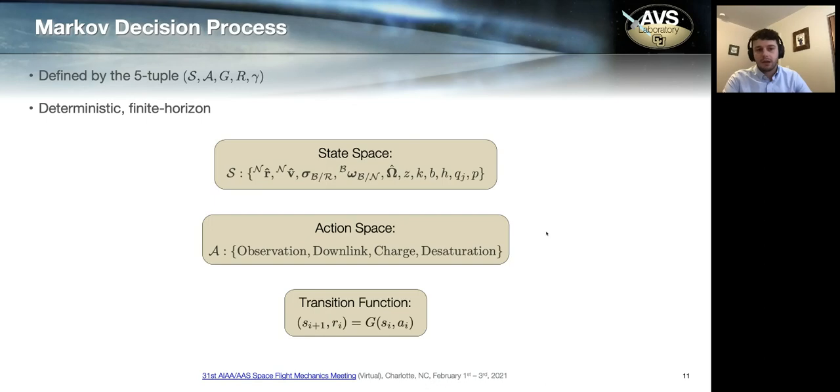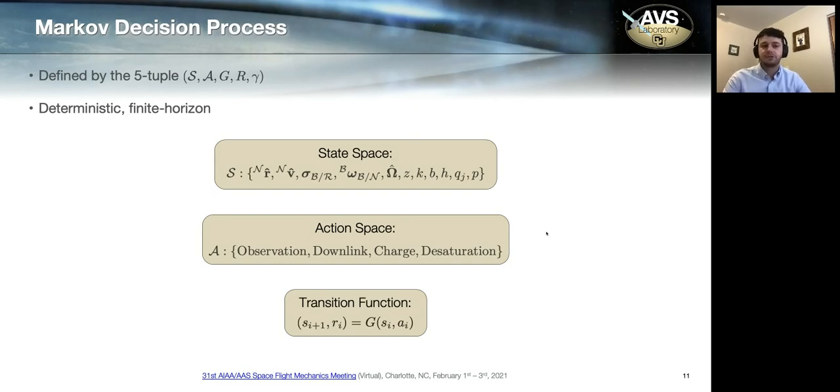So we formulate the problem as a Markov decision process, a deterministic and finite horizon Markov decision process. And included in the state space are the inertial position and velocity vectors expressed in a planet-centered, planet-fixed frame. We also have several states for the attitude control system, like the attitude error in MRPs, the body rates, and the wheel speeds. And then we have several states that deal with resource constraints, like the percent charge in the battery or the percent fill of the data buffer.